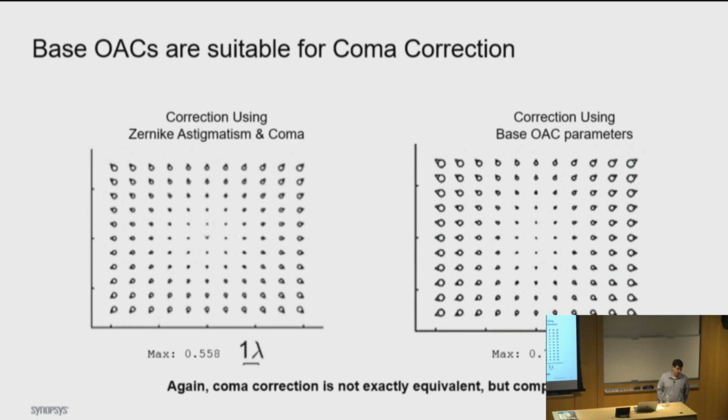So what we might consider normal axisymmetric coma. So that's what's on the left-hand side. On the right-hand side, we see virtually the same thing. The scale is a little bit different, or sorry, the level of correction is a little bit different. On the right-hand side, we get only down to 0.7 waves, whereas on the left we have 0.56. But as with the case for astigmatism correction, we're definitely in the same ballpark, even if we're not exactly equivalent.